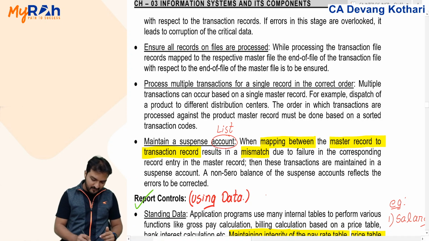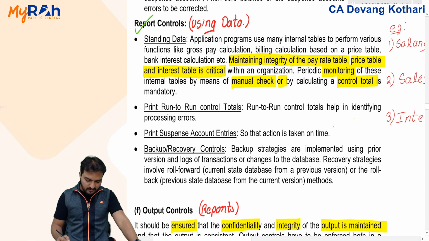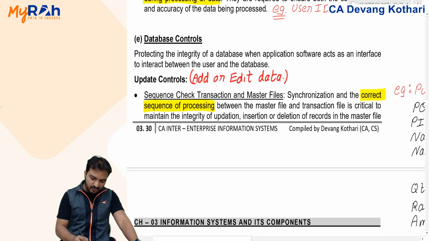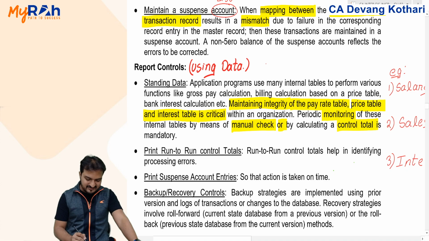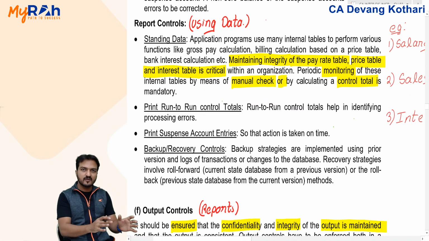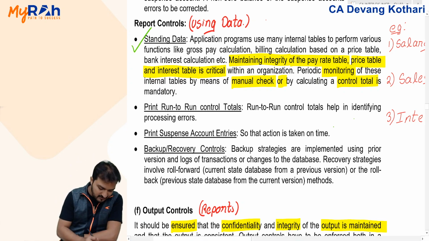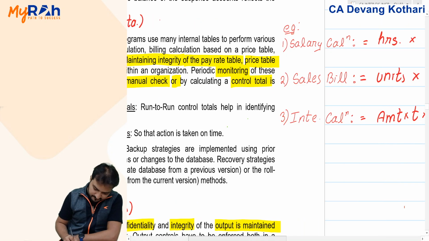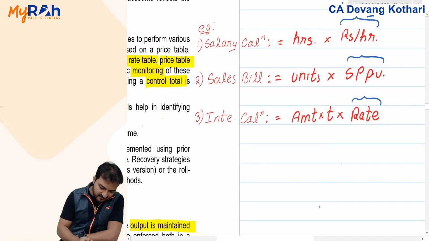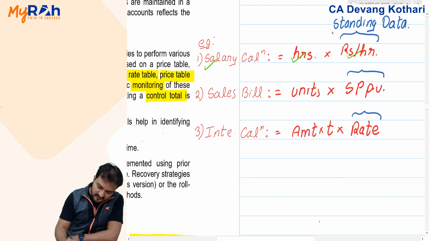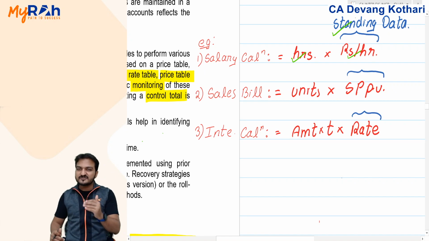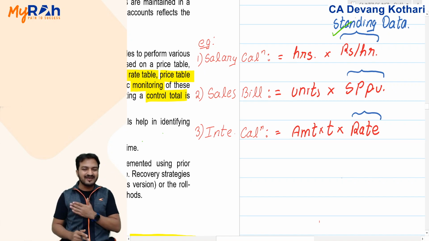Report controls. Report controls is pertaining to using the data. Look, update control was adding or editing the data. Report controls is like whatever data is existing, use the data to generate reports. Under that, standing data. Well, standing data are, for example, in case of salary calculation, you need to take hours into rate per hour, but that rate per hour is called standing data, because this rate per hour will be common for every transaction.